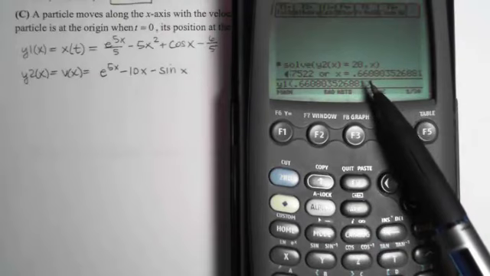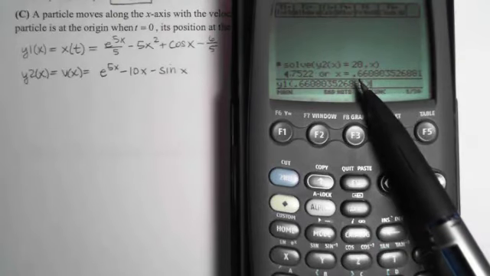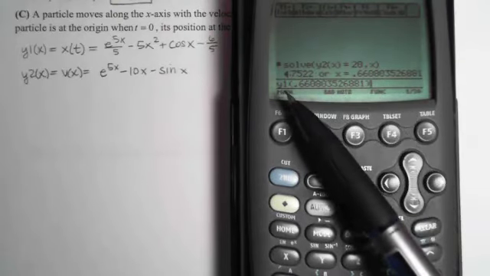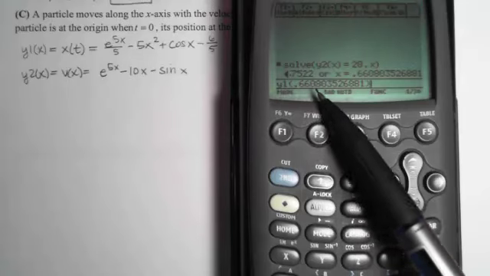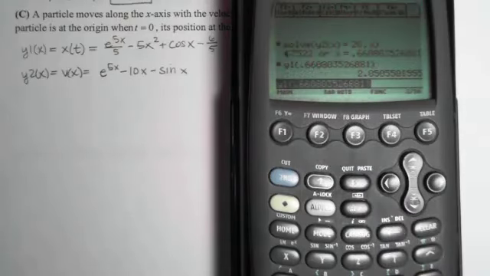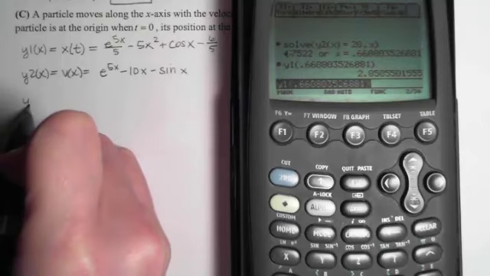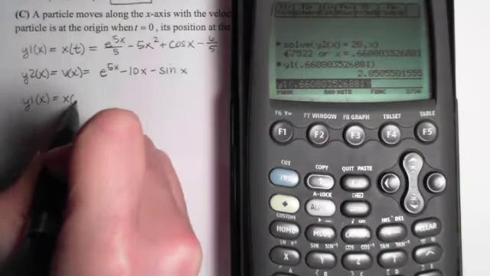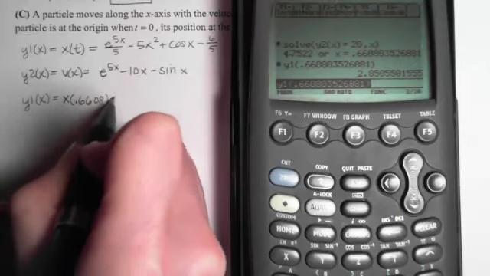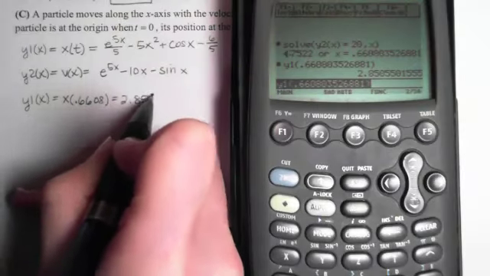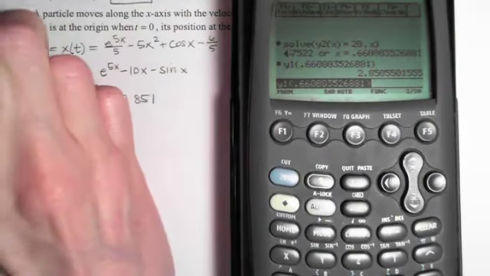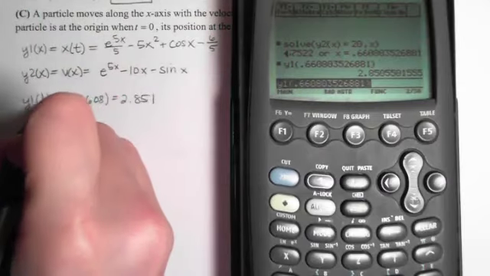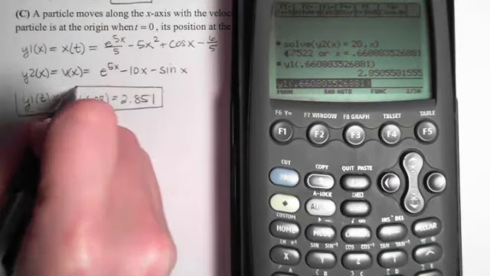So the positive one is this 0.66080. So I want the position at that time. So my position was stored in y1, so I'll do y1 of that time, hit enter, and I get a position of 2.851. And we're done.